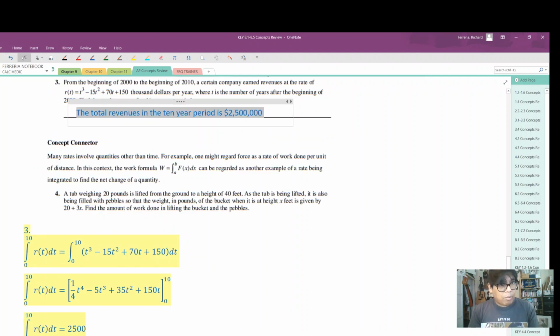So let's remember that the units here are in thousands of dollars, so we need to multiply by 1,000 to get our actual answer. So the total revenues in that 10-year period is $2,500,000. Again, we're in units of thousands of dollars. I outlined that at the beginning. So our actual answer in terms of number of dollars is $2,500,000.